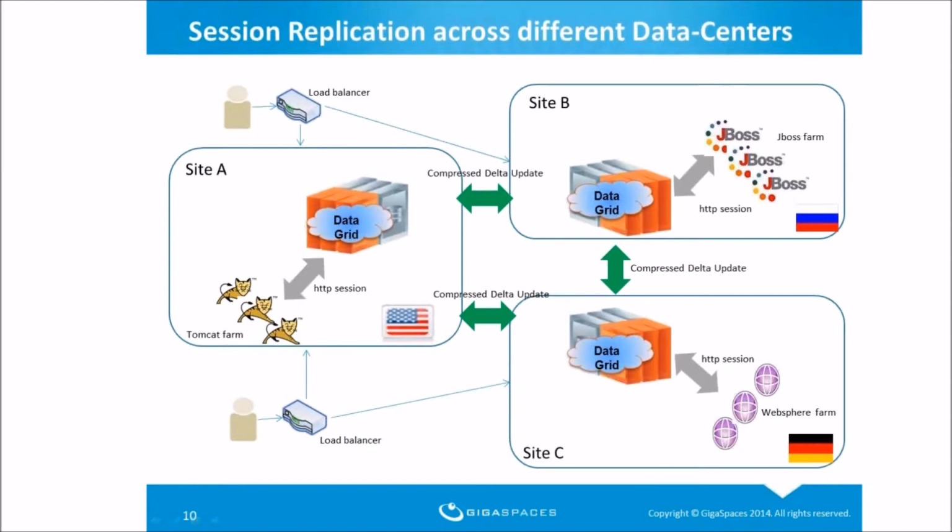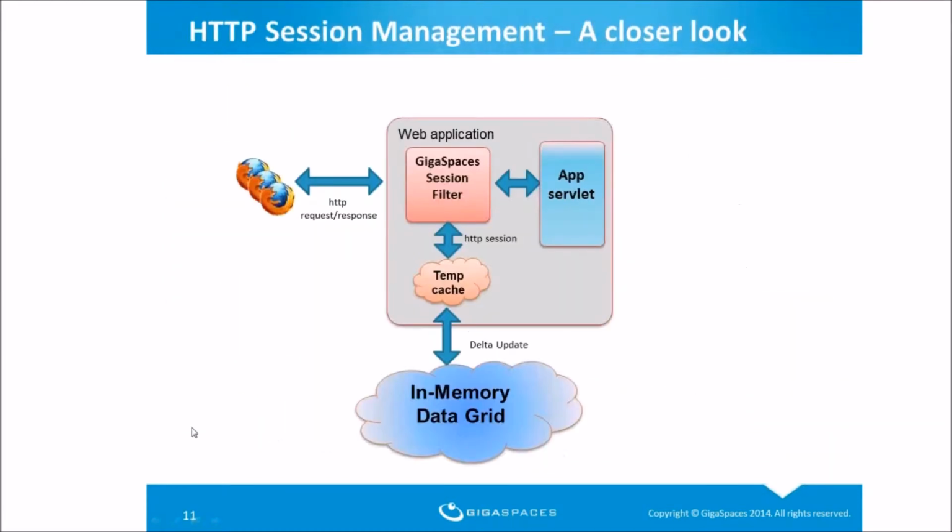You may use active-active or active-passive replication architecture. When the session's updated, only the delta is transferred over the network to remote sites. You may compress and encrypt the transmission.